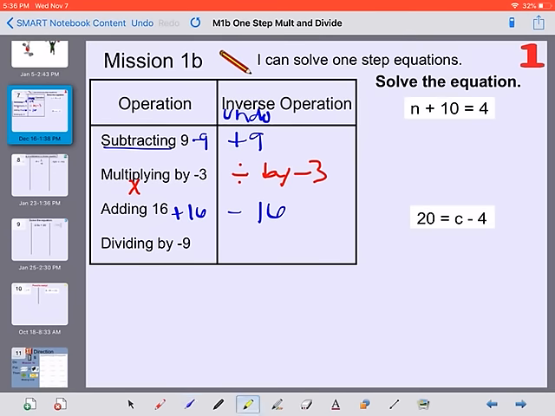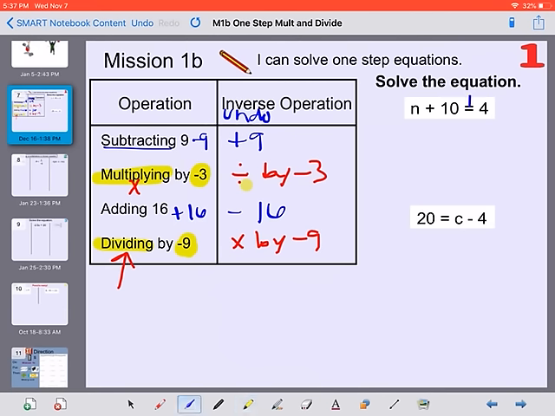Alright, this last one, the opposite of dividing by negative 9 would be multiplying by negative 9. So the negative doesn't change, it's the operation that's changing. Okay? We'll get to that in a little bit. Same thing here. The operation is multiplying, the opposite is divide. This is staying the same. Okay?